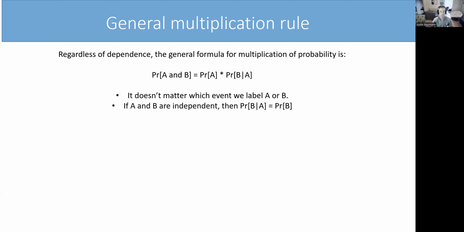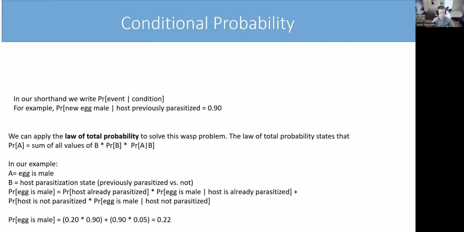It doesn't matter which event we label as A or B. If A and B are independent, then the probability of B dependent on A is just the probability of B. Okay. So in our example, in our shorthand, we write P event condition. For example, the probability of a new egg being male, dependent upon the host previously parasitized, is 0.9.